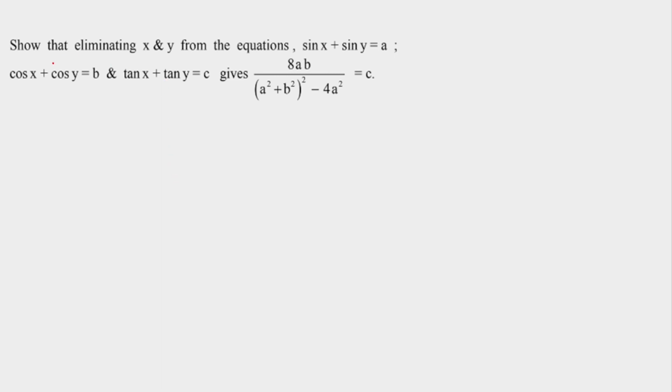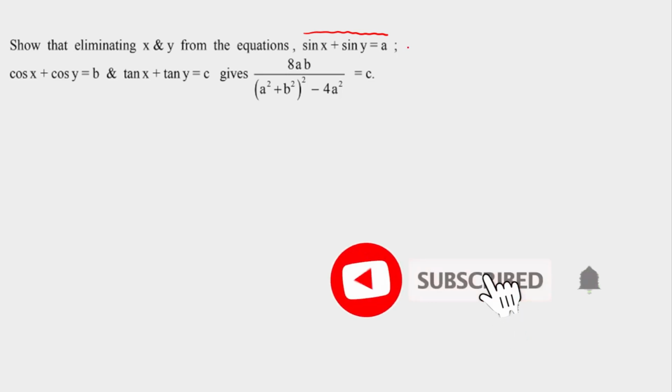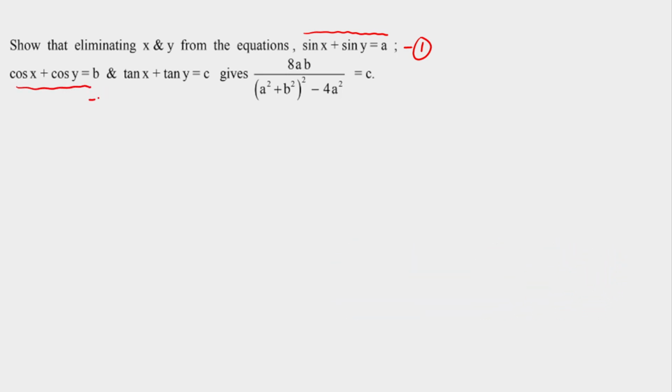Now today's question is: show that by eliminating x and y from the three equations, the first equation is sine of x plus sine of y is equal to a. Let's say this is our first equation. The second equation is cos of x plus cos of y is equal to b. That is our second equation. And our third equation is tan of x plus tan of y is equal to c. Now by eliminating x and y from the equations, what is left in a, b and c is what we have to prove.